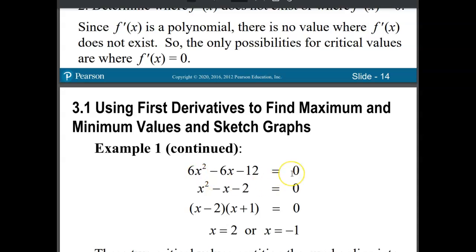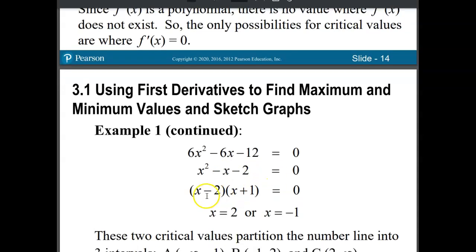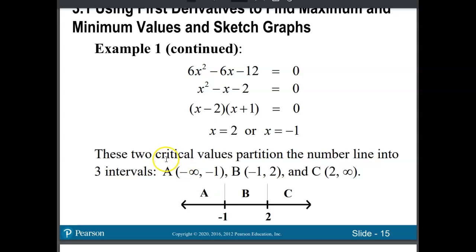If we set that equal to 0, we could divide every term by 6. That would leave us x squared minus x minus 2 equals 0. Then this will factor into x minus 2 times x plus 1, which would give us the solutions x equals 2 and x equals -1. So these would be our critical values. Those two critical values partition our number line into 3 intervals. If I plotted -1 right here and 2 here, we have a section on the left of -1, so that's the interval -infinity to -1. We have a section in the middle between -1 and 2, and then a section on the right from 2 to infinity. That's like our x-axis.